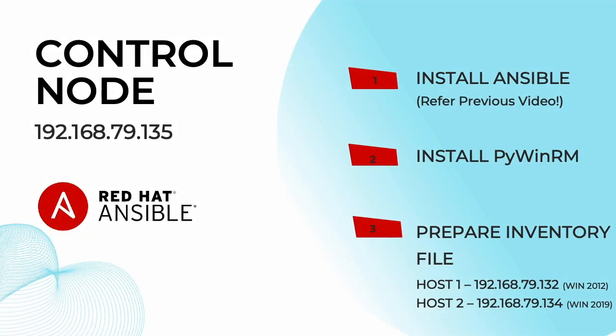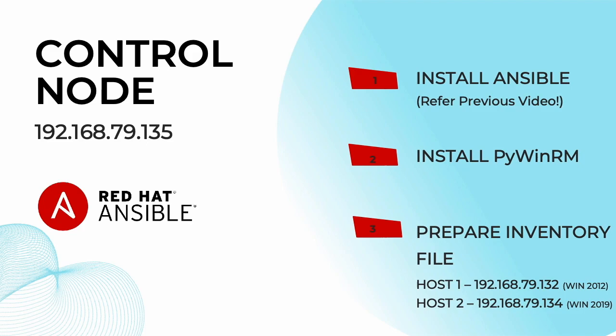So now let's quickly go through the steps which are required to connect to our Windows machines using Ansible. First thing is installation of Ansible on the control node. I have already installed Ansible in my RHEL 8 machine, which I'll be using as control node. I'll not be showing a demonstration of Ansible installation in this video because I've previously made a video for that. You can refer to my previous videos on installation of Ansible on RHEL 8 platform. So the first task is already done.